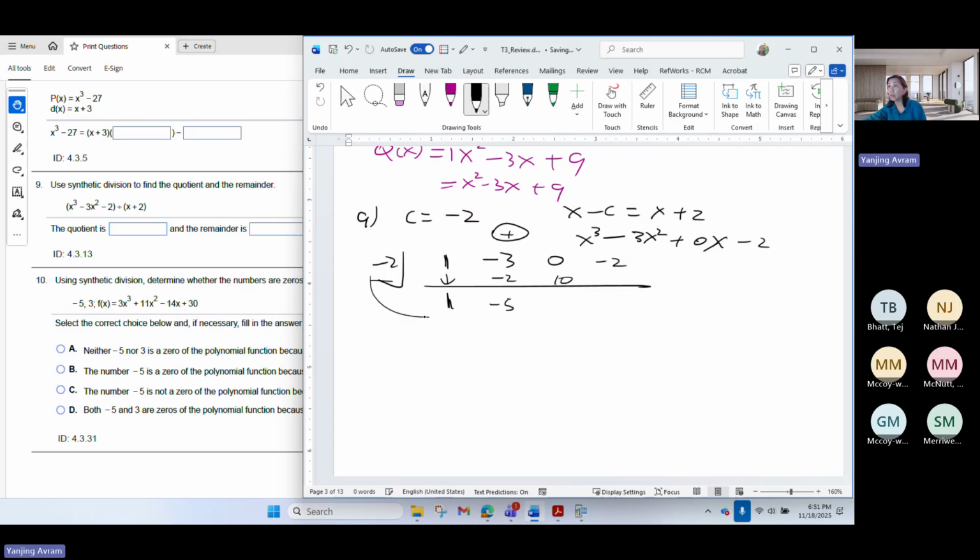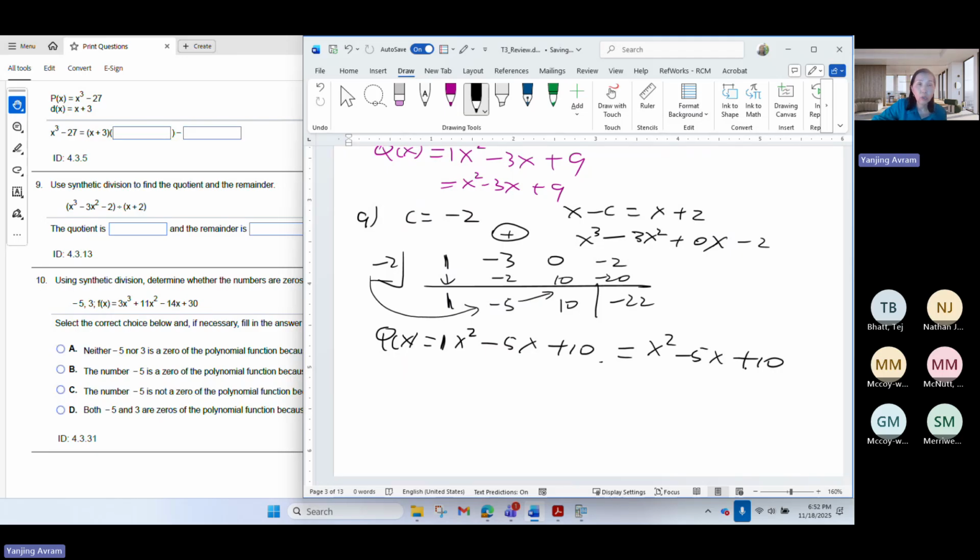All right, and then you start multiplying this again. And then you got a positive 10, you add them together. And then -2 times 10 is -20, right? You add these two together. So you got -22, okay? And what's my quotient here? My Q of x will be 1 degree lower. So this will be 1x squared minus 5x plus 10. And we usually don't need to write down 1 here. So this just will be x squared minus 5x plus 10 for the quotient, okay? And my remainder here will be just -22.